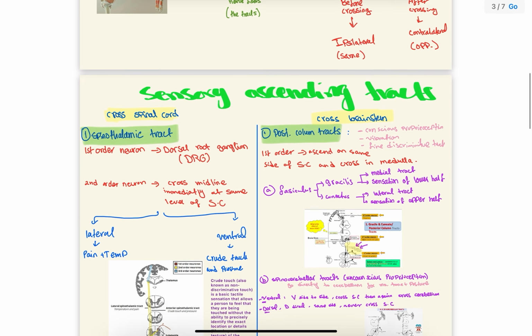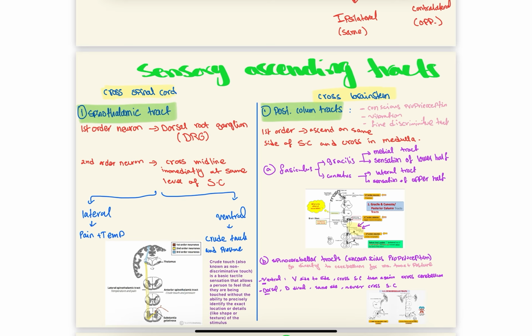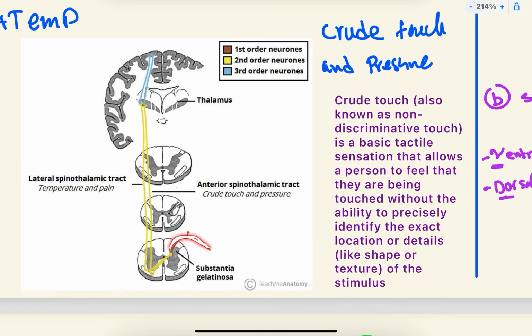Now, let's get started with talking about the sensory ascending tracts. So, I divided them into tracts that cross the spinal cord and tracts that cross the brainstem. So, for crossing the spinal cord, we have something called the spinothalamic tract. So, the spinothalamic tract, let's talk about it first. It consists of lateral and ventral. Now, we have first order neuron and second order neuron. So the first order neuron, it consists of the dorsal root ganglion. So this is the first order neuron, we call it dorsal root ganglion.